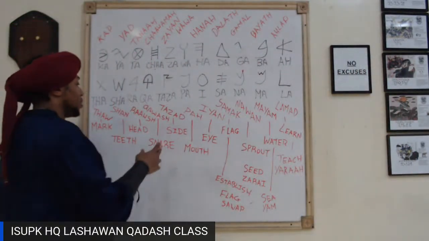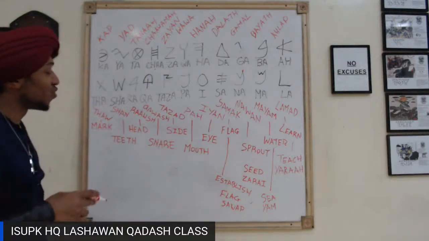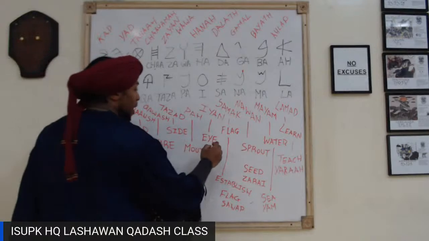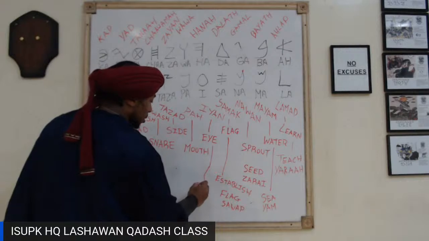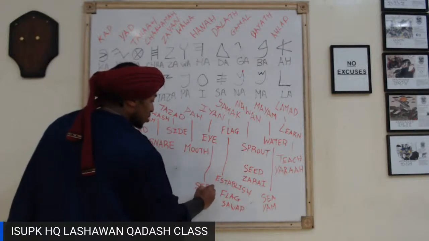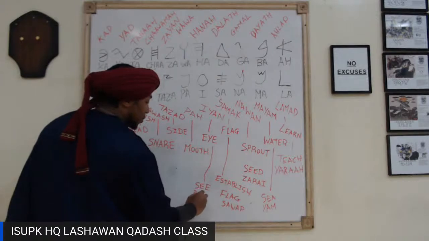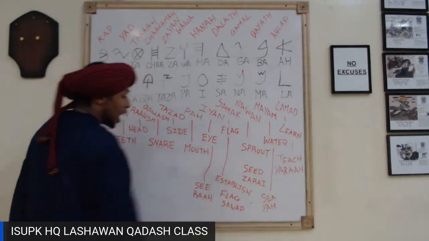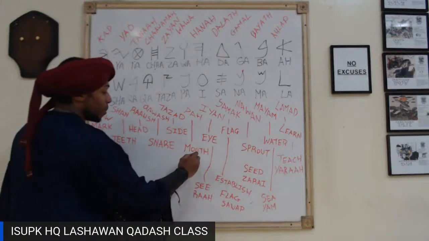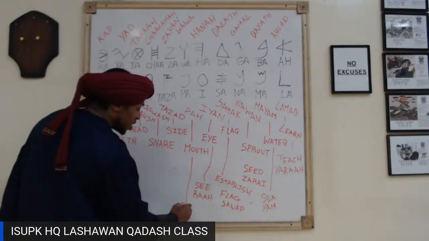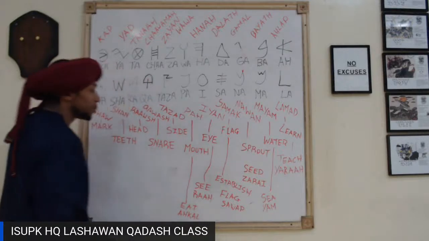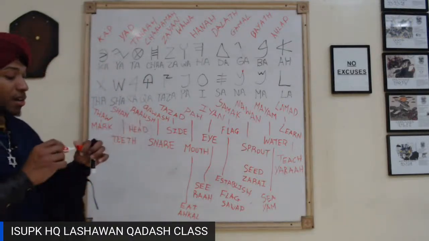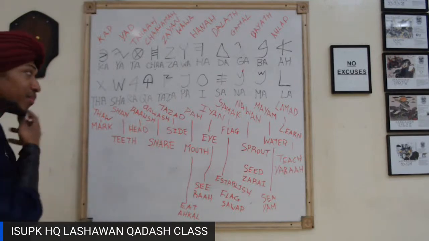We got eye, mouth. Your eye makes you see. The eye makes you see. See is ra'a. Ra'a. What do you do with the mouth? You eat. Eat is akal. Okay. Side. What's the side? Side.